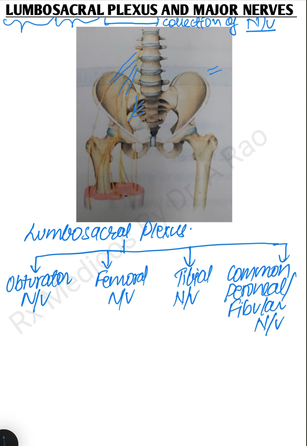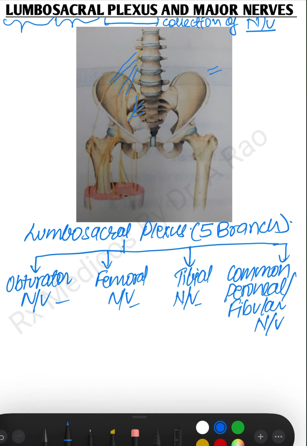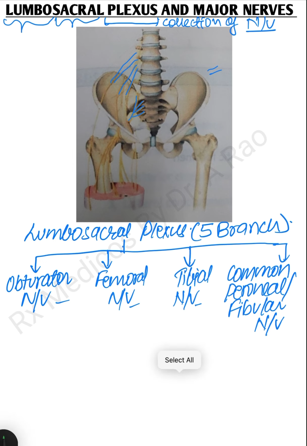We will discuss all the nerves one by one in detail, which muscles of the thigh, leg or foot region are supplied by each nerve, in separate videos. Here we are going to discuss the 5 major branches of the lumbosacral plexus: the obturator nerve, femoral nerve, tibial nerve and the common peroneal nerve, which is the nerve of the lower limb that is most prone to injury. The common peroneal nerve is further divided into 2 parts: the superficial peroneal nerve and the deep peroneal nerve.